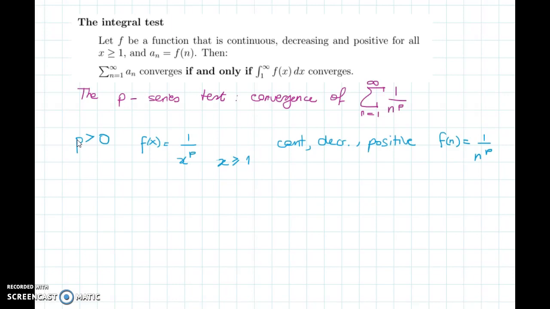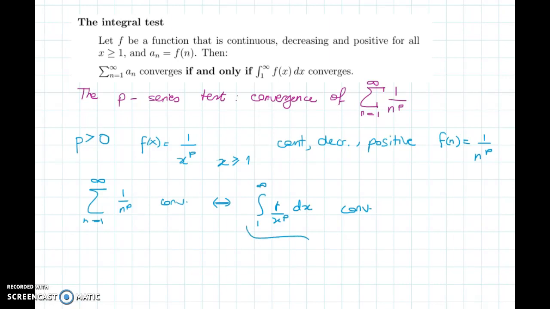So by the integral test, what we can conclude is that the series converges if and only if the improper integral of 1 over x to the p dx converges. And here we are summing from 1 to infinity. So this is what we obtain from the integral test.